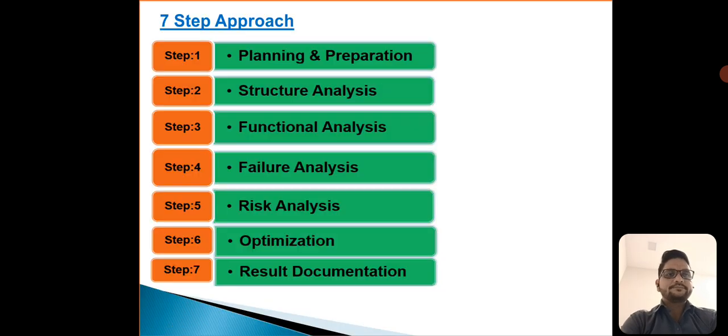Now, what are the 7-step approaches? The first one is planning and preparation, second is structure analysis, third is functional analysis, and fourth is failure analysis. Fifth is risk analysis, sixth is optimization, and seventh is result documentation. Now we are going to discuss them in detail.